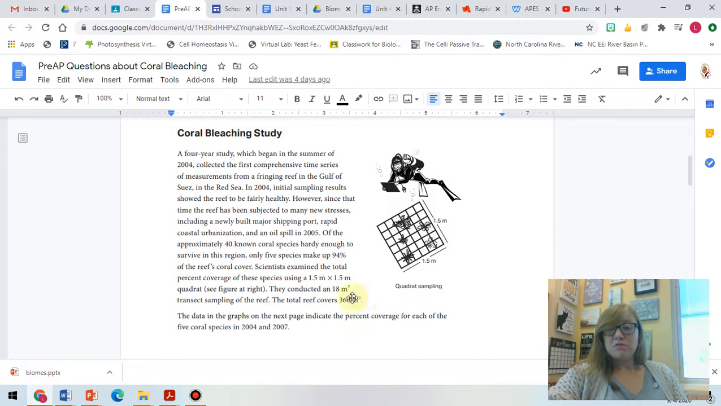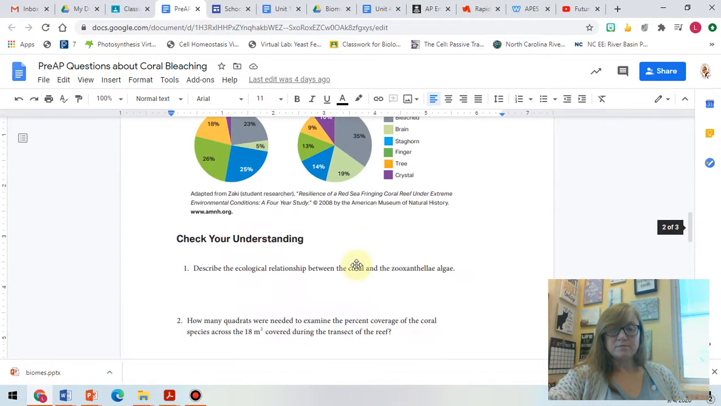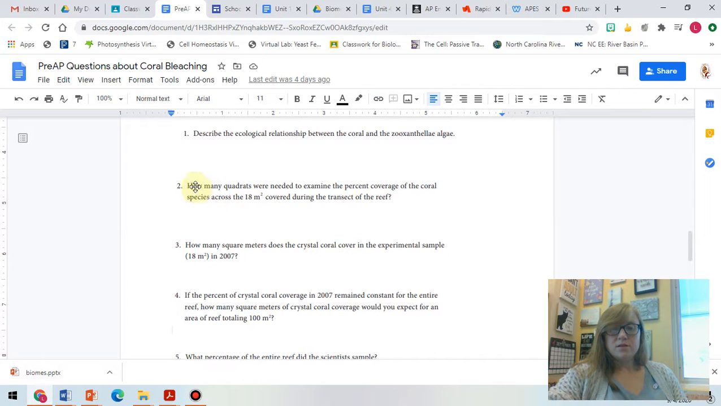They measured over 18 meters squared, so they used several of these. They measured and counted several times. So how many quadrats do we need to look through 18 meters squared? Well, you need to get the area of one, and I told you that's 2.25 meters squared. I told you I got that by multiplying side times side. Then all you have to do is divide those two numbers. You'll end up with a whole number, and that will give you how many quadrats they used to sample that whole area across.